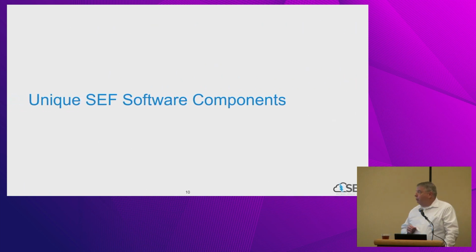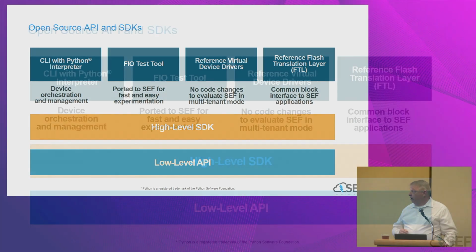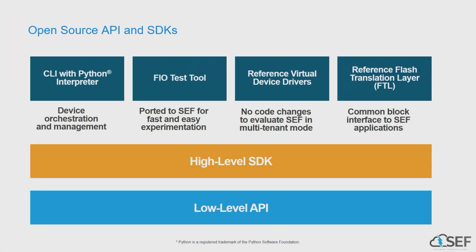So unique software components. So again, it's hardware and software working together. So what's on the software side? So the open source API is available today. It's the definition of what happens in and out. There's a header file that defines all of the structures and the functionality in there. That low-level API function talks to that higher-level SDK working from the bottom up.